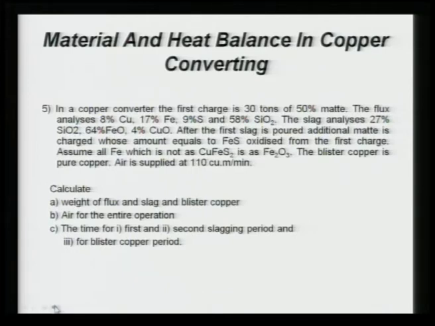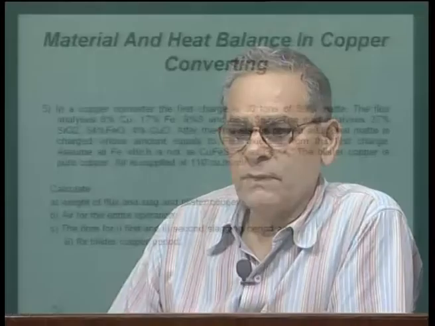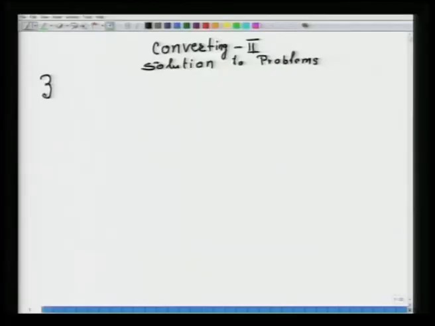Now, you have to calculate the weight of flux, slag, blister copper, and air for the entire operation, and the time for the first and second slagging period and for blister copper formation. So, let me solve now problem number 3. As usual, I make a block diagram.